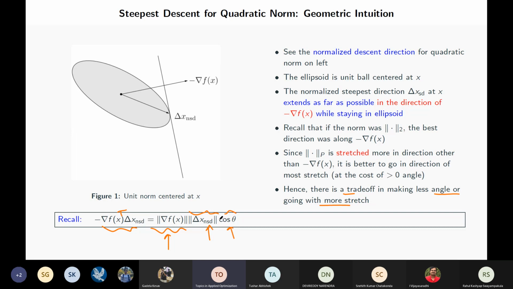But another thing is I allow the theta to be larger, but then I am going in a slightly different direction where delta x_nsd is bigger. Here this is bigger than this delta x_sd. Okay, so there are multiple choices of this, but the one for which I'm getting the minimum is the steepest descent. So it's now no longer about just the angle, it's also about the preference that I have along which I'm allowed to stretch more.